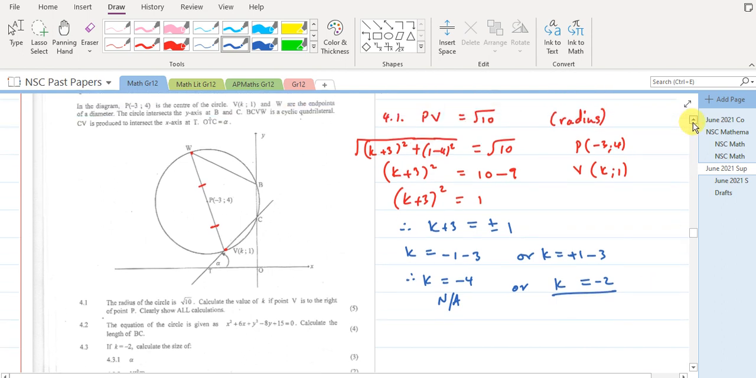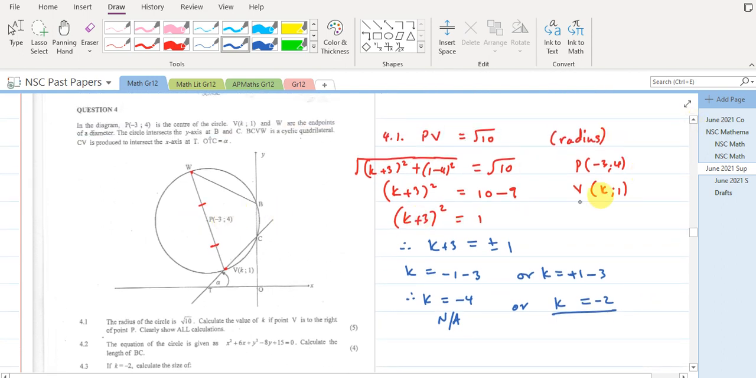Let's just double check our calculation. P was the coordinate (-3, 4). V is (k, 1). So we said (k plus 3) all squared plus (1 minus 4) all squared is equal to the square root of 10 squared. That is PV, right? Then we're squaring both sides. Then we have a plus 9 here. If you have a plus 9 here, let's take this out. So 10 minus 9 is 1. We have this equation.